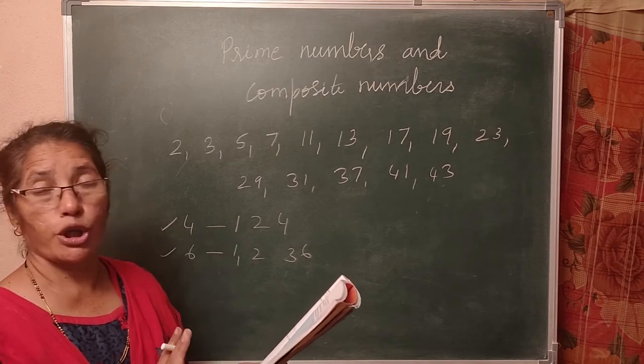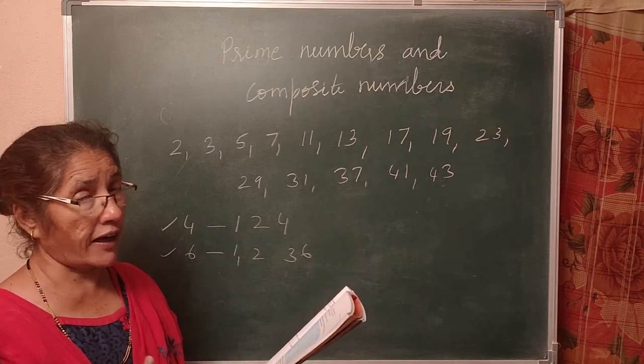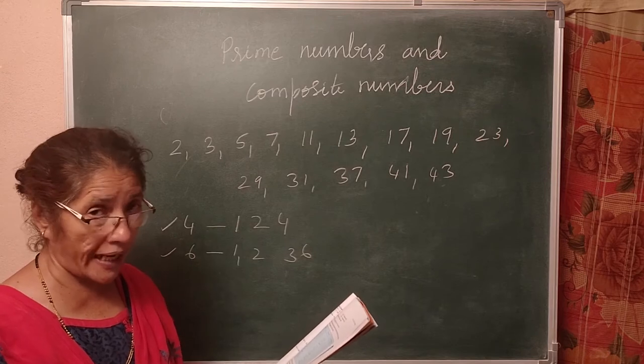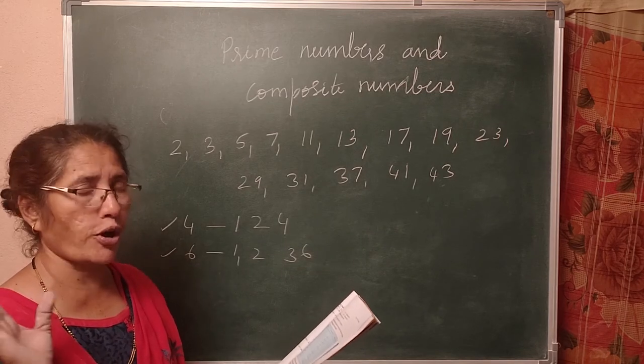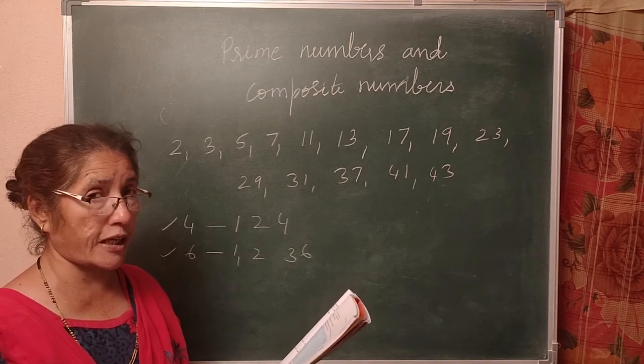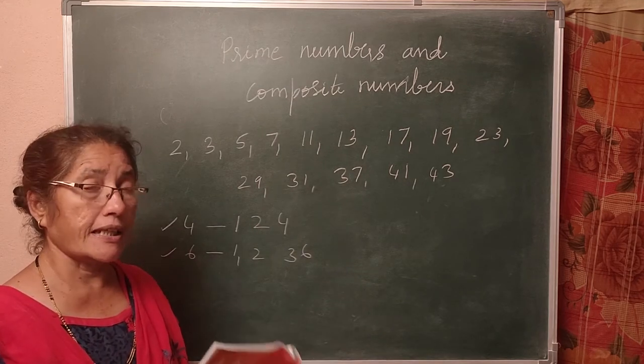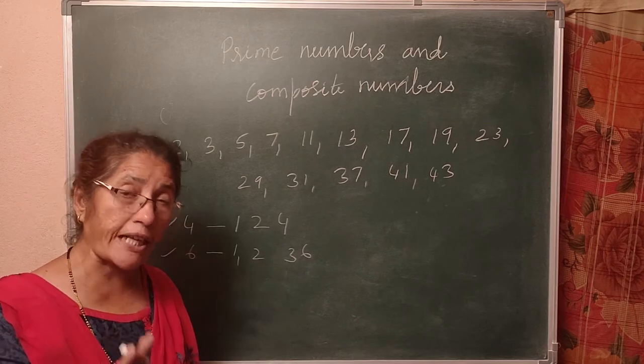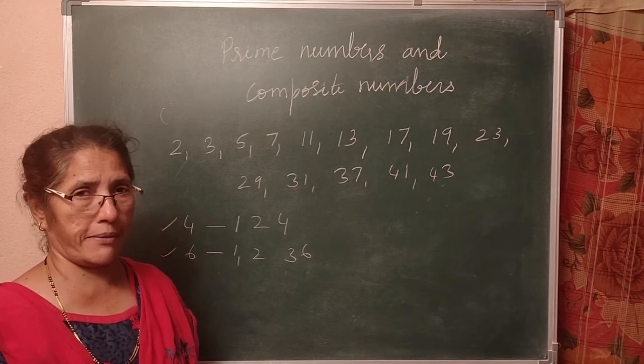a prime nor a composite. 1 we don't consider prime, neither a prime nor a composite. Numbers having more than two factors are called composite numbers. Numbers having only two factors are called prime numbers.